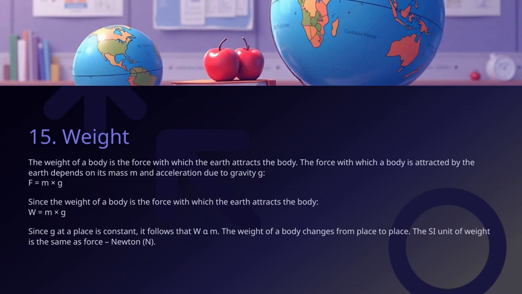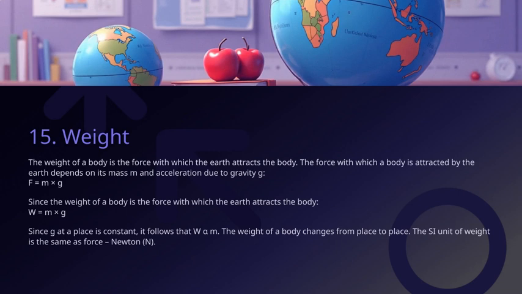An important point to remember is that gravity, g, is considered constant at a given place. Therefore, weight is directly proportional to the body's mass, meaning if you increase the mass, the weight increases proportionally. But here's an interesting aspect. Because gravity varies from place to place on Earth, the weight of an object can change depending on where you are. For example, an object weighs slightly less at the equator compared to the poles. And finally, the SI unit for weight is the same as that for force, which is the Newton, abbreviated as N.